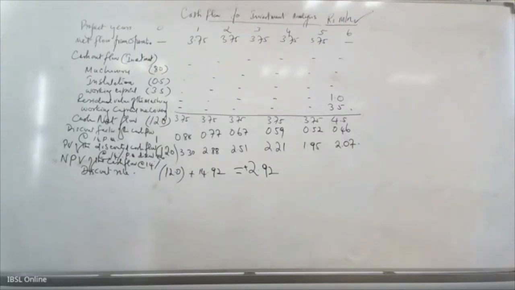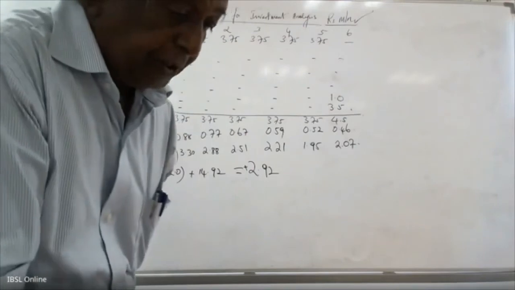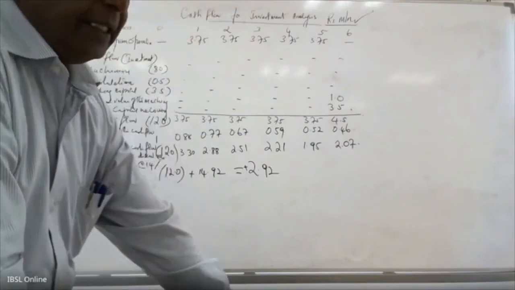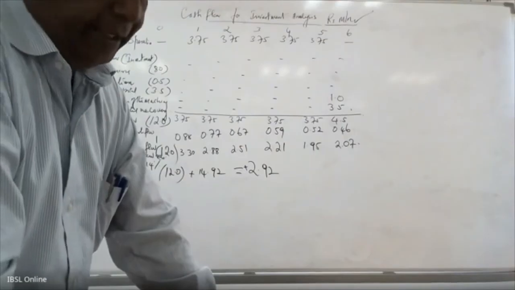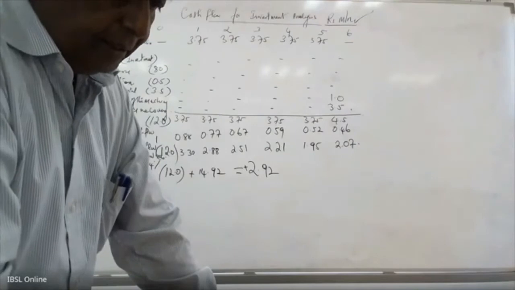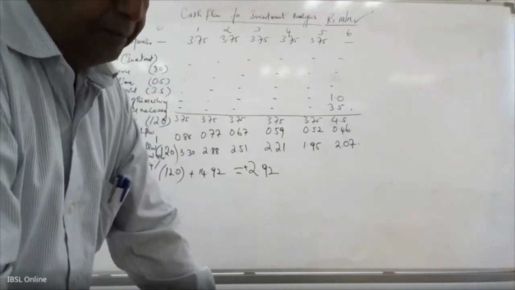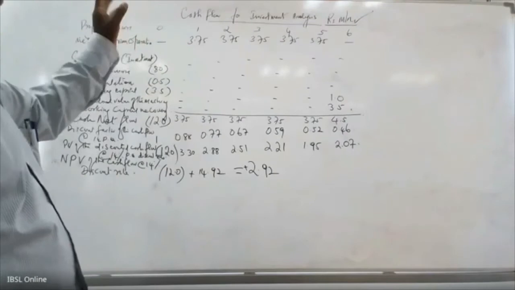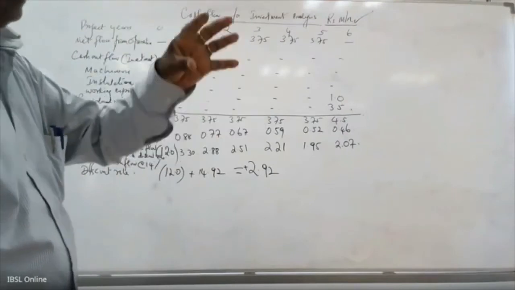Now, cash flow for investment analysis, you must mention in what denomination, what currency you are doing this calculation. And the projects here: 0, 1, 2, 3, 4, 5, 6. Net flow from the operation: they are producing 150,000 units. Each has a net cash flow bringing 25 rupees. So multiply that 150,000 units by 25 rupees, so that is 3.75 million, the net cash flow from the operation.